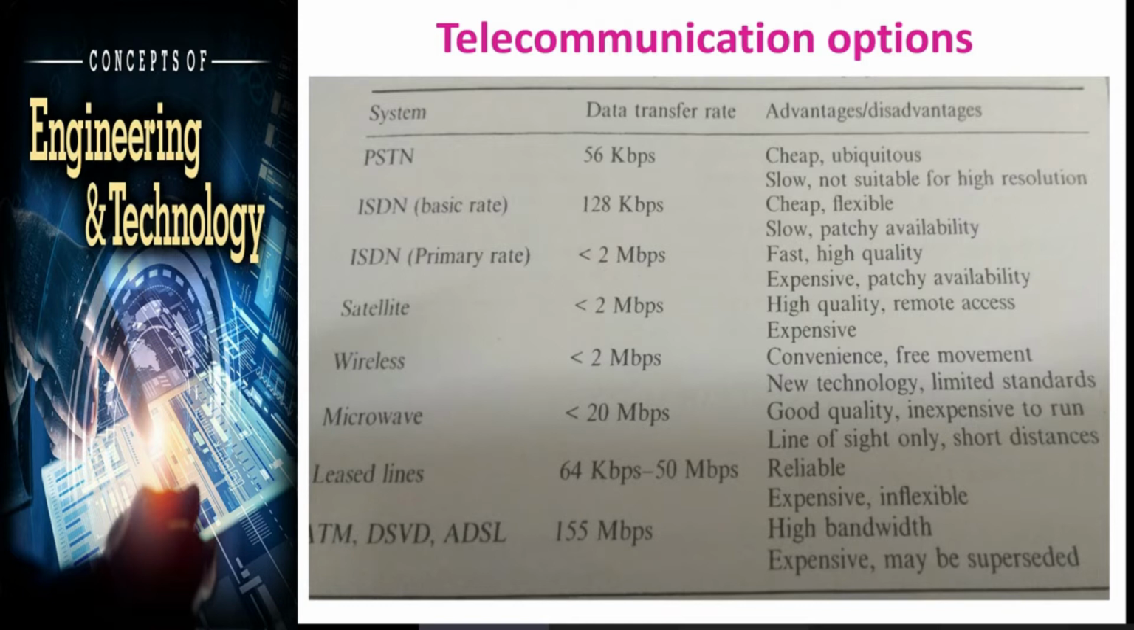Okay. So similarly we have ISDN. In the ISDN also we have the basic rate as well as the primary rate. So one category is slow, another one is fast, with kind of high quality and all this. Now dedicated lines are also there. You can get 50 mbps, you can get 100 mbps. It will be a little expensive.